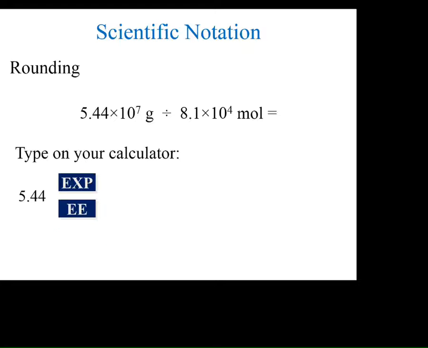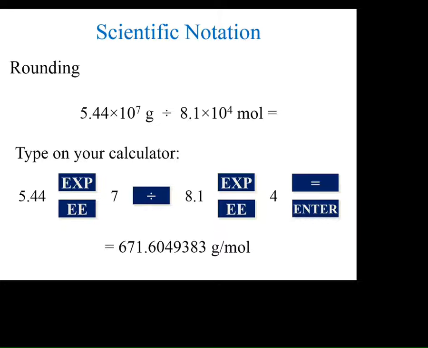So the easy way to enter this is 5.44, hit that key, 7. That means 5.44 times 10 to the 7th. And then divided by 8.1, hit that key again, 4. And you should get that number, 671.